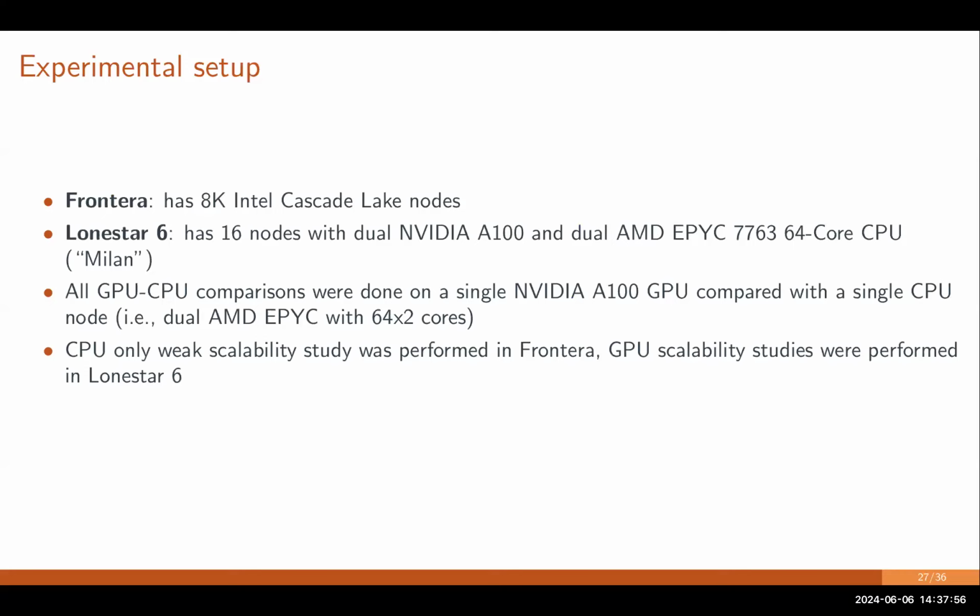So for the experimental setup, we did our code performance evaluation for CPU runs on the Frontera computer. For GPU runs, we used the Lonestar 6 supercomputer. For all the CPU-GPU comparisons, we did a node-to-node comparison. So we compared a full node of Lonestar 6, which has 2 CPU sockets, to a single NVIDIA A100 GPU.